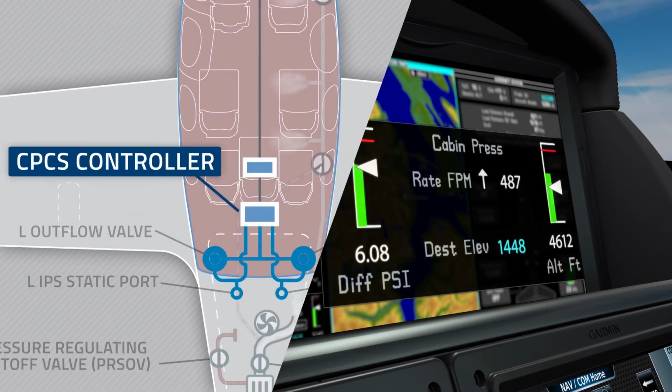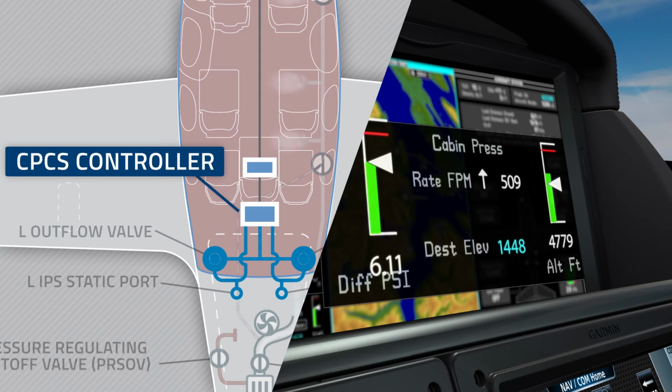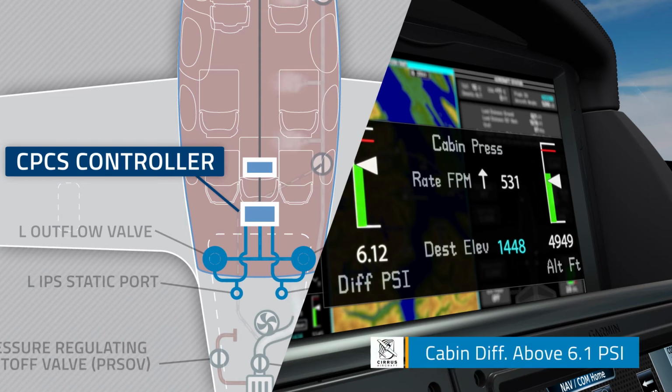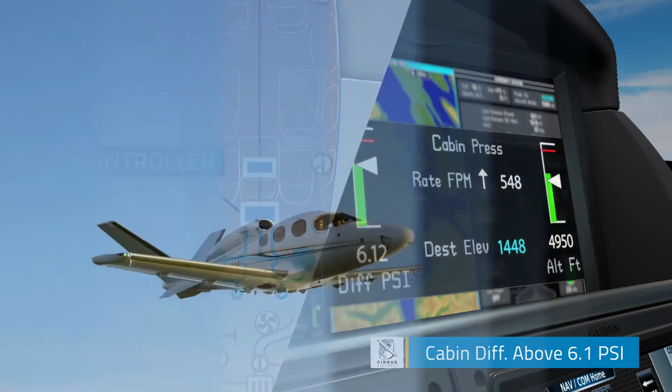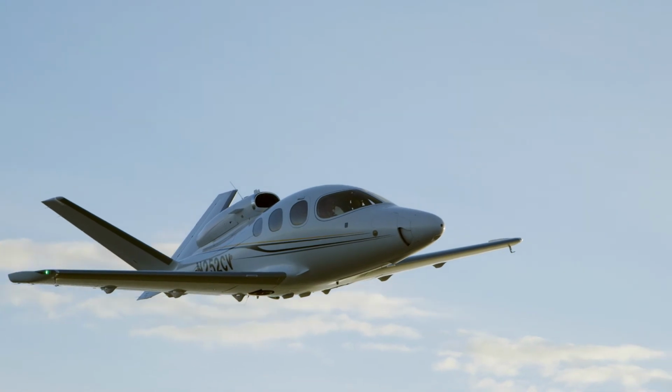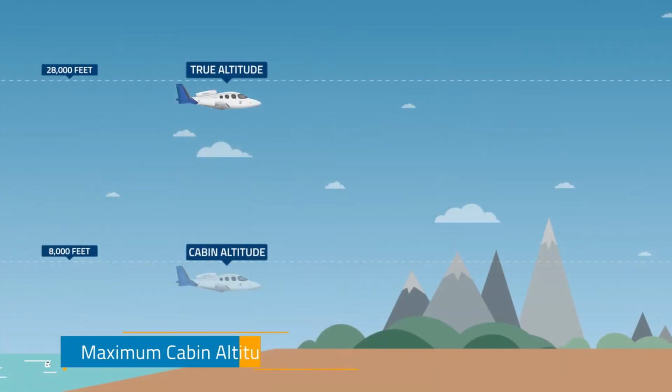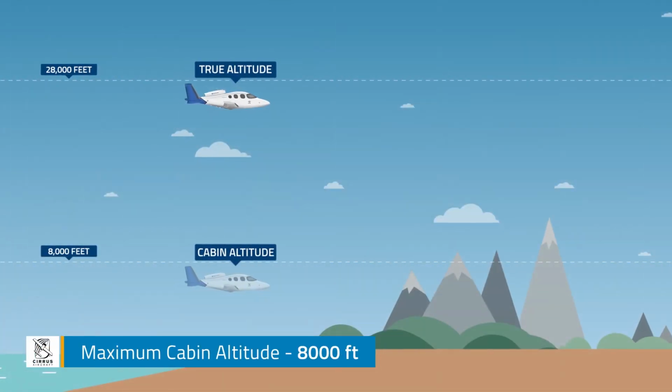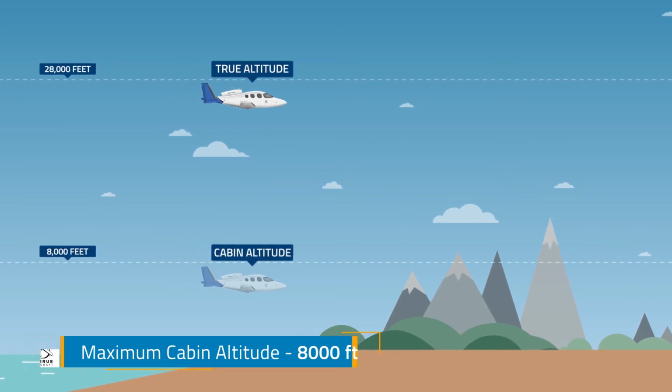The CPCS maintains the lowest possible cabin altitude by holding a nominal cabin differential slightly above 6.1 psi. This means that if you're climbing to a cruise altitude lower than the maximum of 28,000 feet, your cabin altitude will be lower than the maximum cabin pressure value of 8,000 feet. Again, the CPCS, through the controller and monitor system, takes care of all of this.